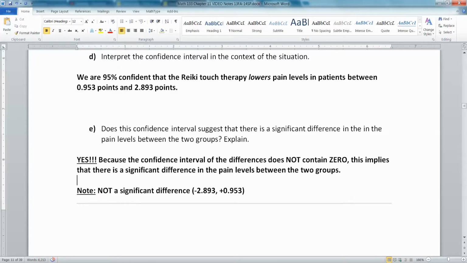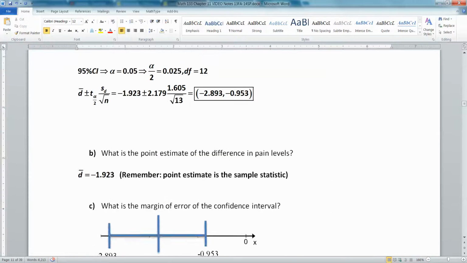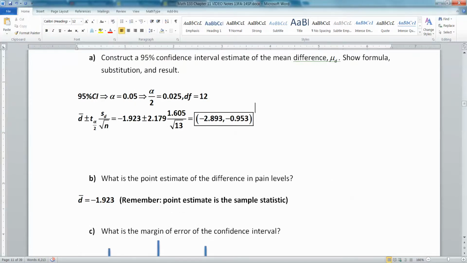All right, but since our interval didn't contain 0, our interval went from a negative number to another negative number. If you would have done before minus after, it would have been positive 0.953 to positive 2.893. Either way, that would imply a significant difference because 0 is not contained in that interval. That means that you're rejecting the null hypothesis.